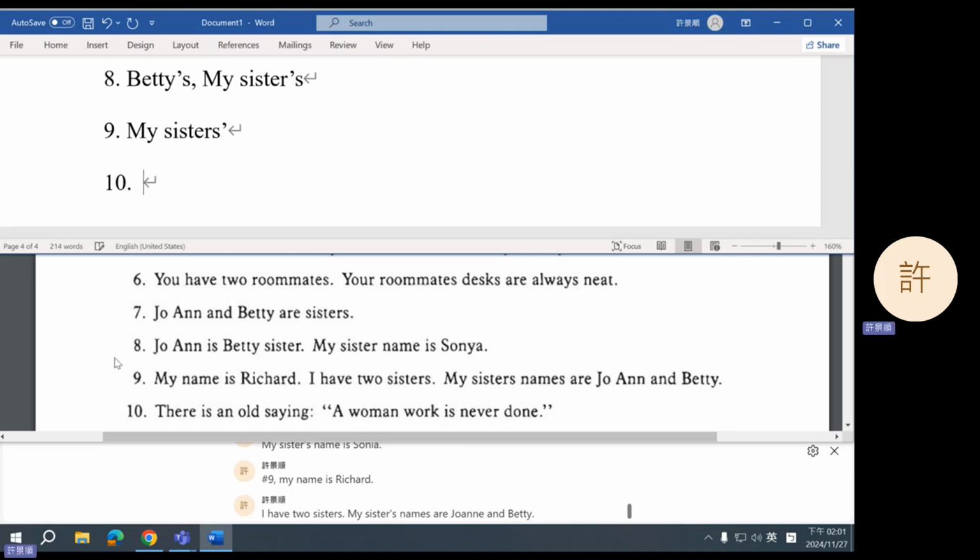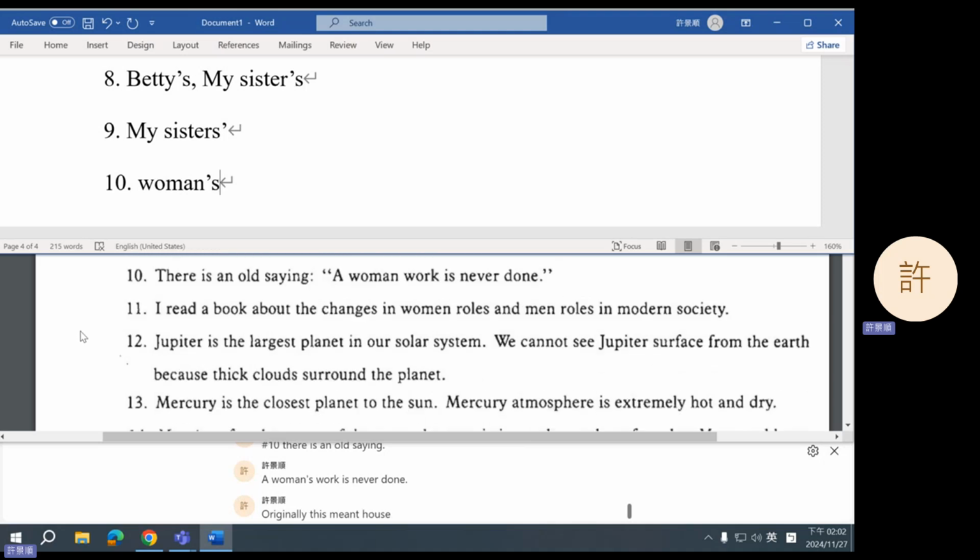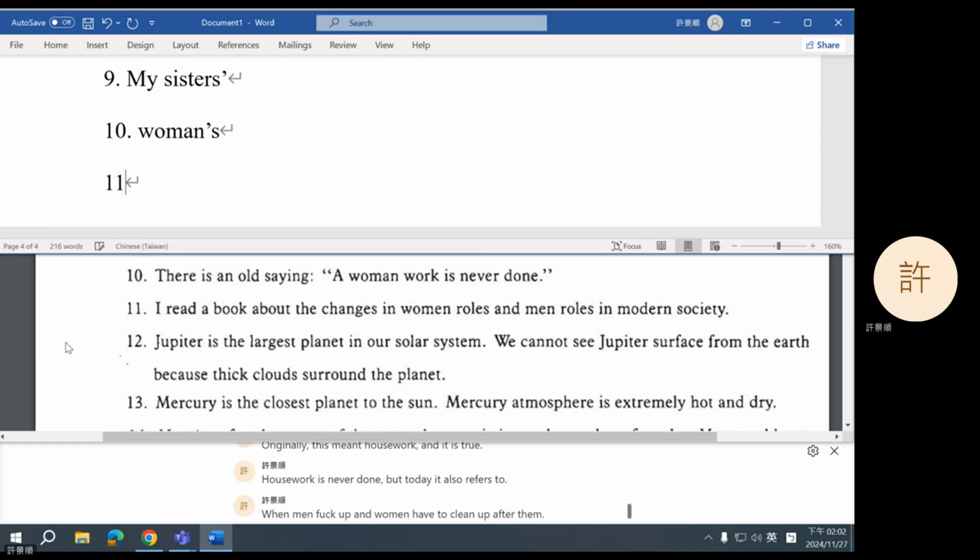Number 10. There is an old saying, a woman's work is never done. Originally, this meant housework, and it is true, housework is never done. But today, it also refers to when men mess up and women have to clean up after them. Number 11. I read a book about the changes in women's roles and men's roles in modern society.